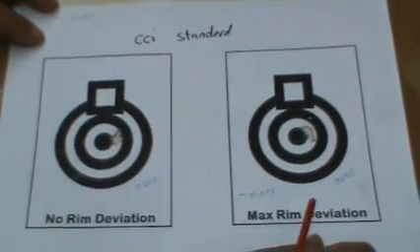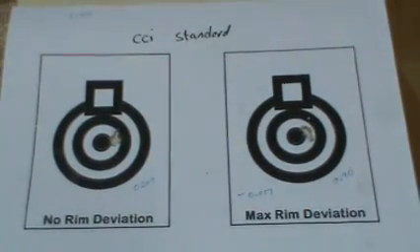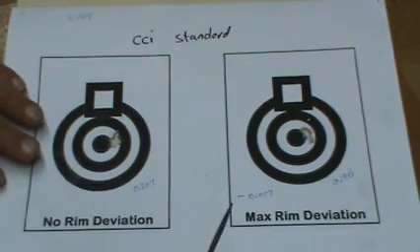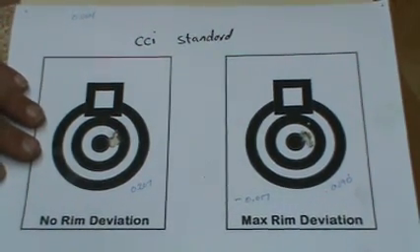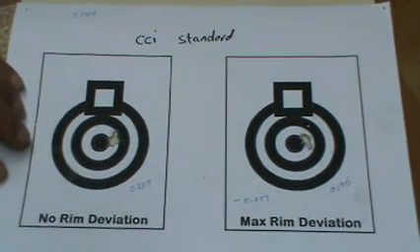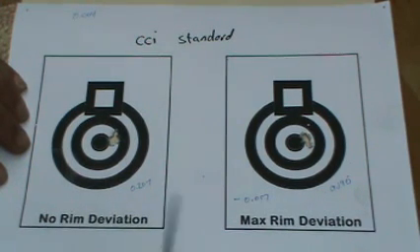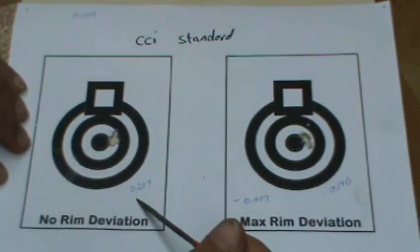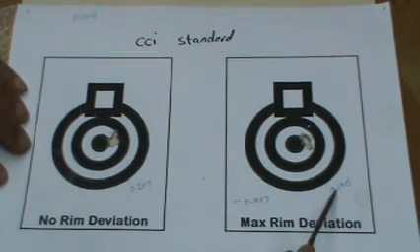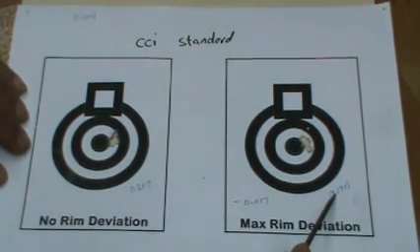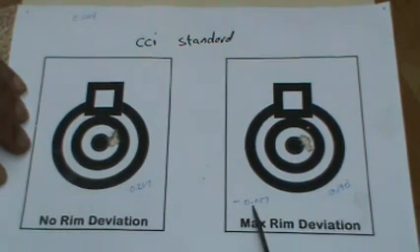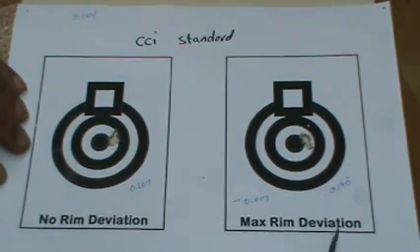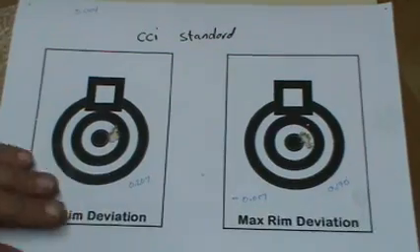And we get into the CCI Standard here, which came in at 4 thousandths deviation. Not a lot of change in this, but it shot real well regardless. 0.207 our group at max deviation. 0.190 our group with no deviation. That tightened it up by 0.017.